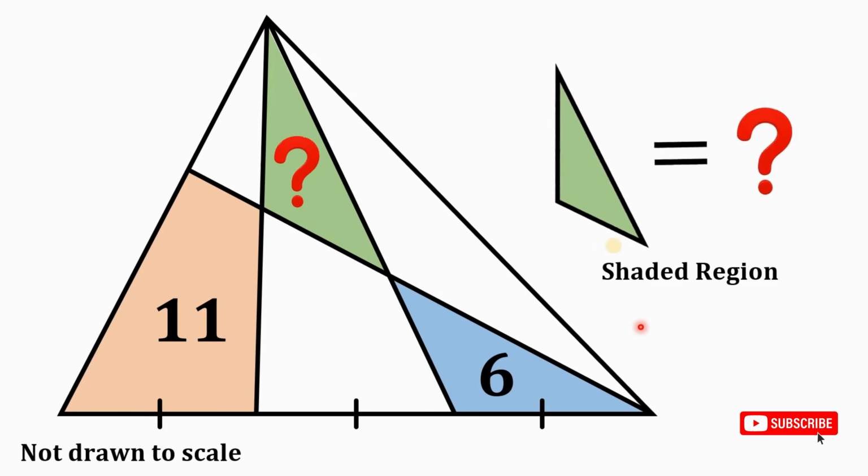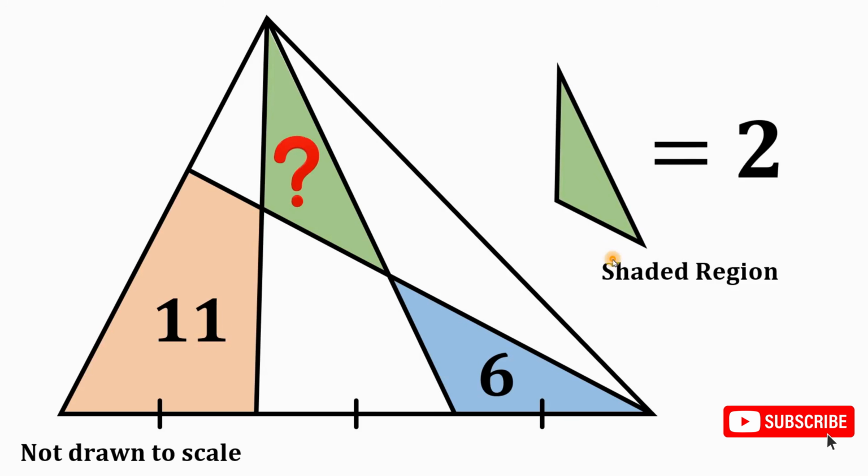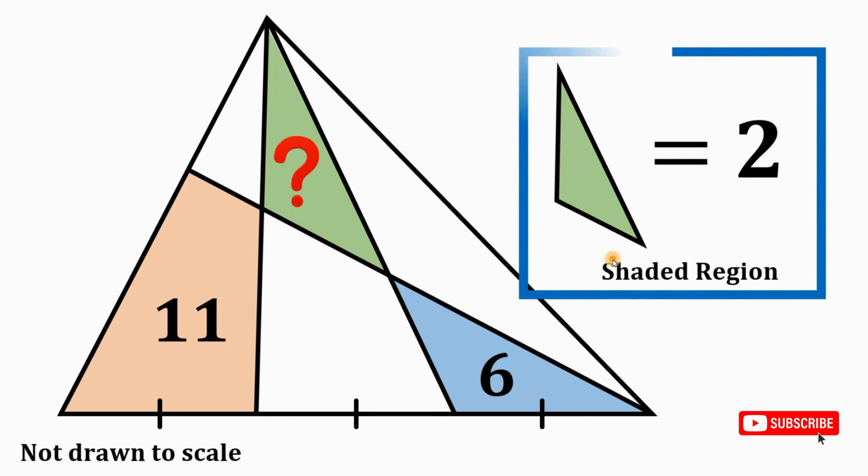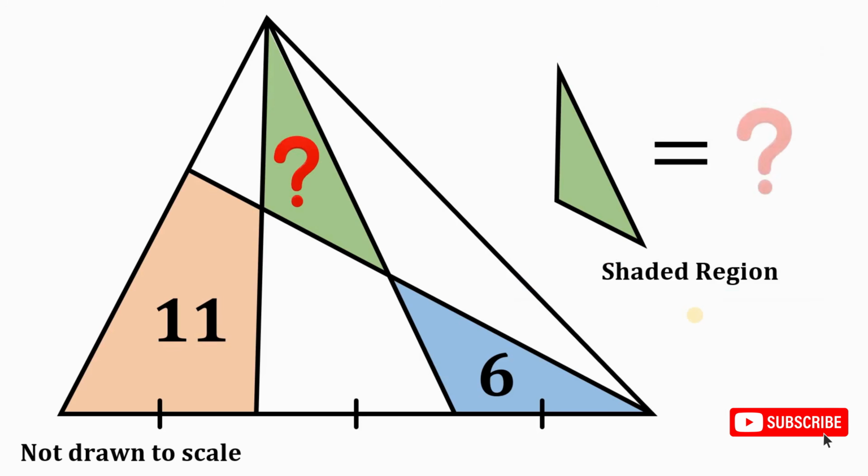The answer to this question, or the area of this green triangle, is simply equal to 2 square units. And that is the answer to this question. And of course, the main question is, how do we get this result? And here's the solution.